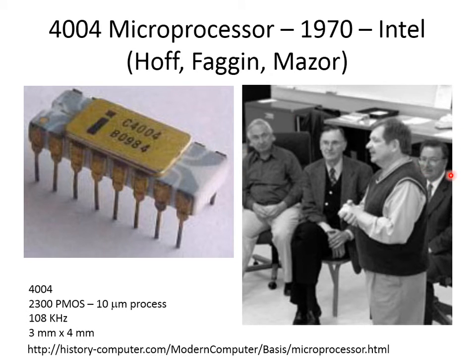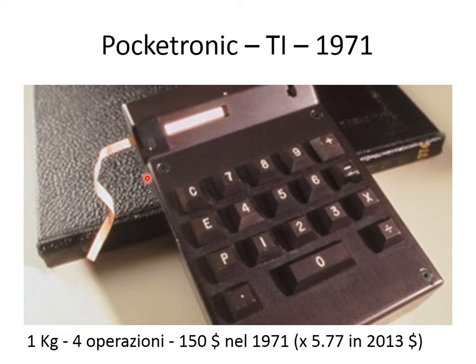He was in charge of the design of the old microprocessor. The clock frequency was close to 100 kilohertz, so extremely small, and the die was 3 by 4 millimeters. So this is a picture of it. It's a very, very simple machine. And the main use was to make a pocket calculator. Okay. This was the pocket calculator. It was called Pocketronic. I mean, this is the 70s, and it's a completely different story. Okay, basically, it was a 1 kilogram machine, so you could put it in the briefcase, and it made the four operations. Okay, that was it.